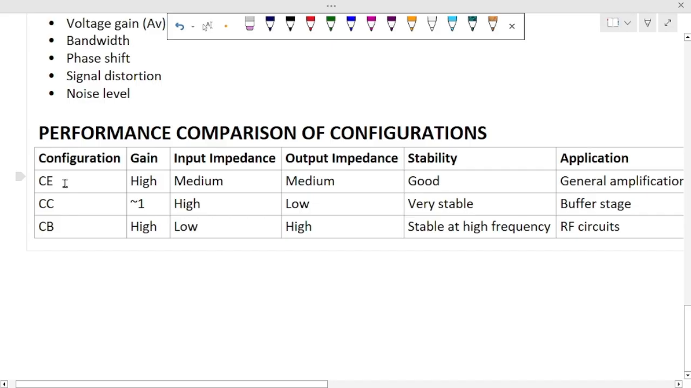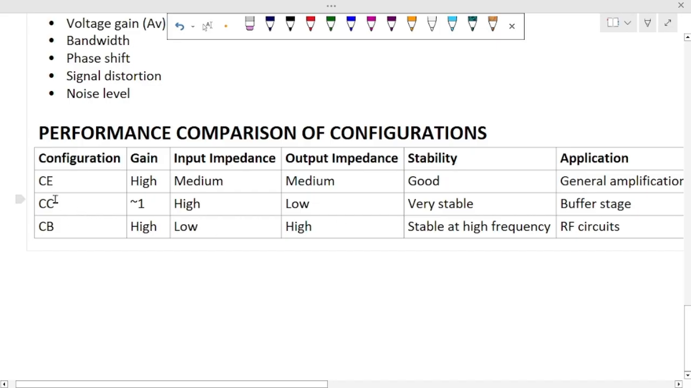For common emitter, the output impedance is low. Sorry, it's medium. Then for common collector, the output impedance is low. For common base, the output impedance is high. Now, for this one having medium impedance, the stability is good. Okay, it's kind of good.